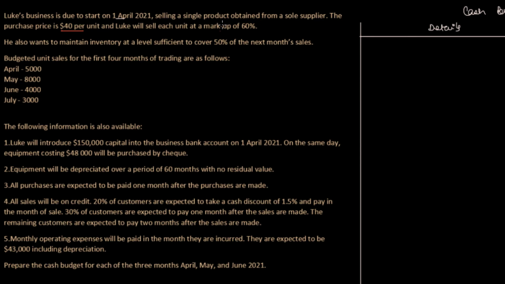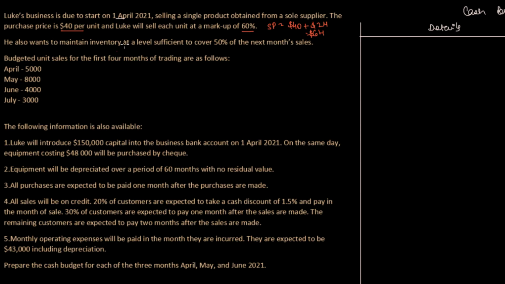And then Luke will sell each unit at a markup of 60%. So if they buy for 40, add a markup of 60%. So the selling price will be $40 plus the markup, 60% of $40, which is $24, so $64.